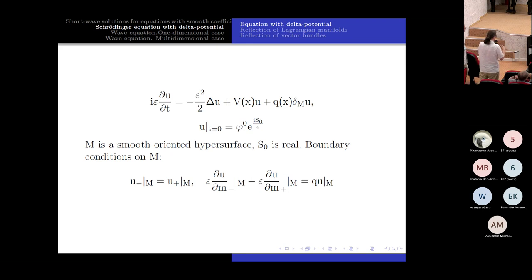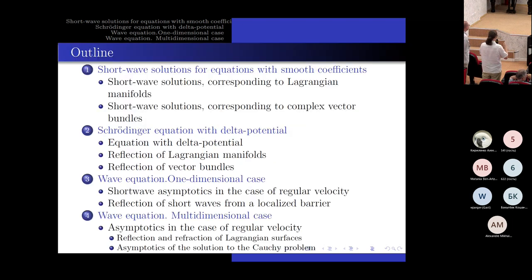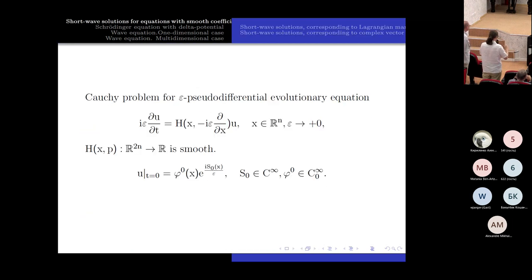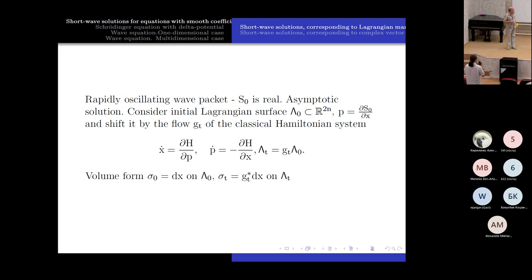If I understood correctly, in the real case, we have a constant uncertainty for position, but in the quantum to classical limit, the uncertainty of momentum vanishes. In the real case, the classical momentum is just the derivative of this phase S naught. I try to understand these conditions in terms of uncertainty.